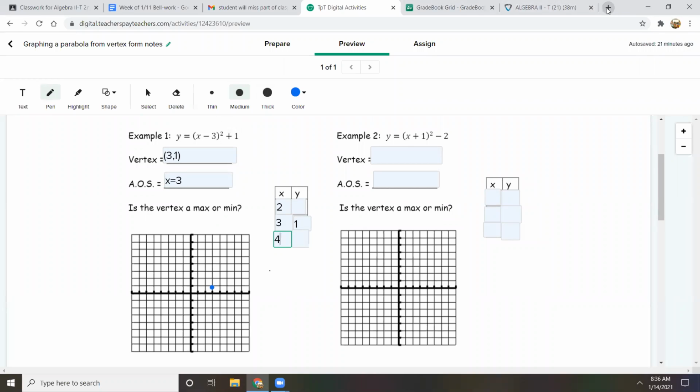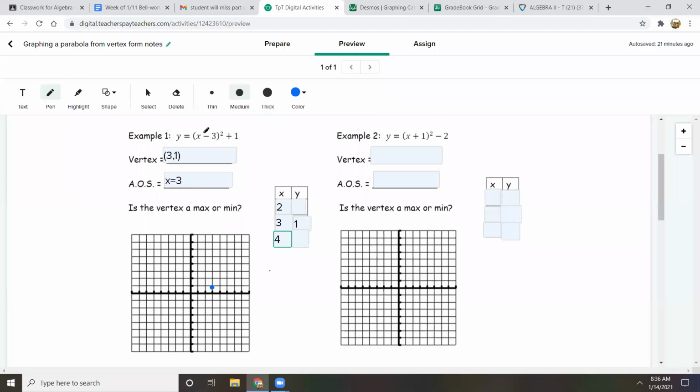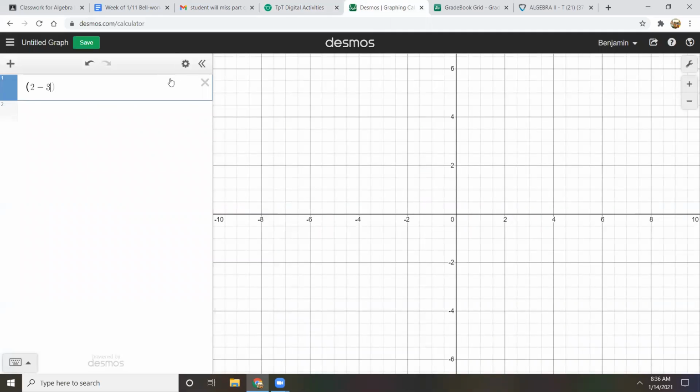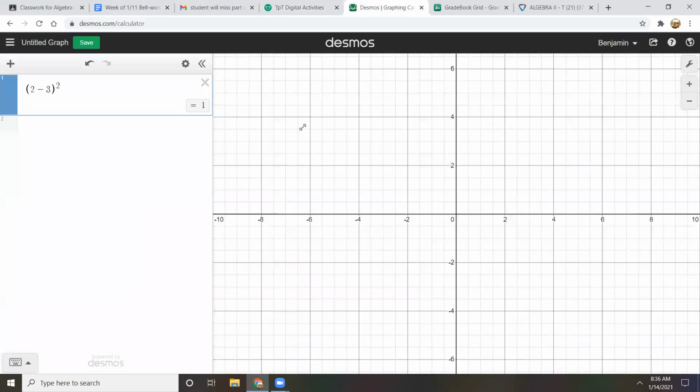I'm going to use the Desmos calculator to do this. If you have one, you could do this in a regular calculator. So my equation is (x minus 3) squared plus 1. I'm going to do this one first. I'm going to plug 2 into this x here. So I'm going to have parentheses 2 minus 3 squared. And then if you remember, there's a +1 on the outside.